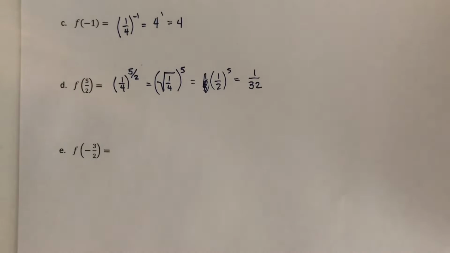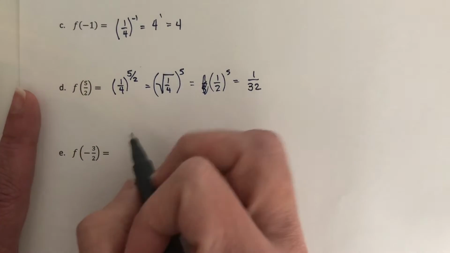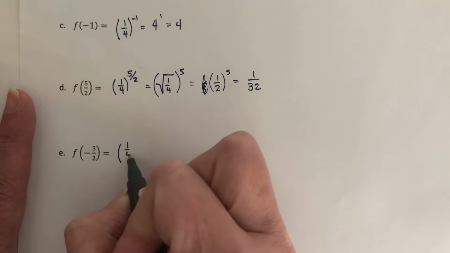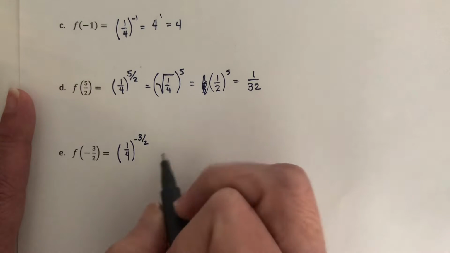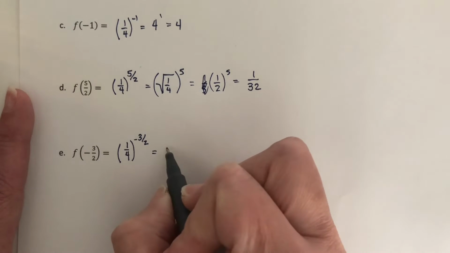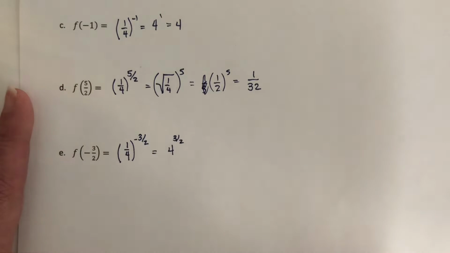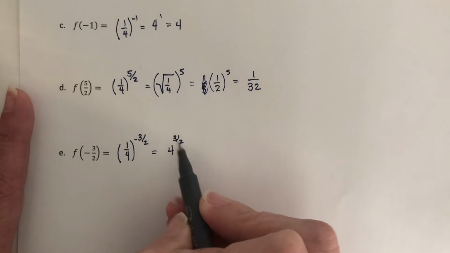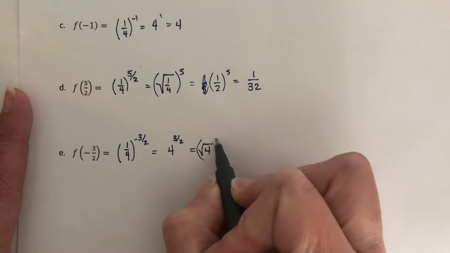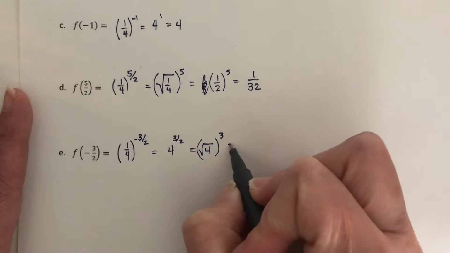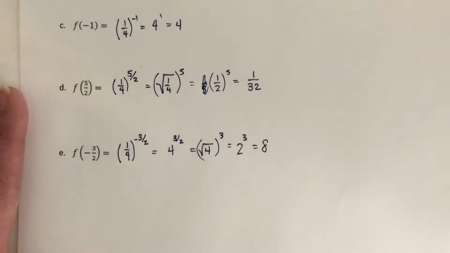Okay, now mixing this all together, f of -3/2. This is 1/4 to the -3/2. Let's take the reciprocal of that to make the exponent positive. So I have 4 to the +3/2. So take the square root and then cube it. The square root of 4 cubed is 2 cubed, so that is 8.